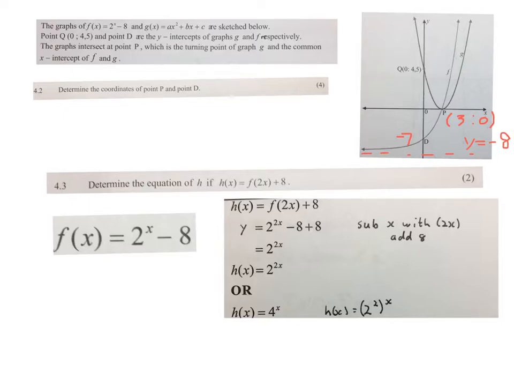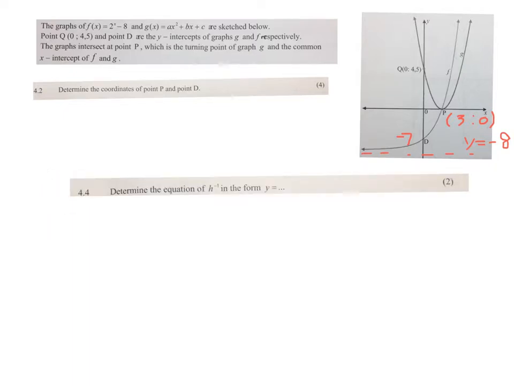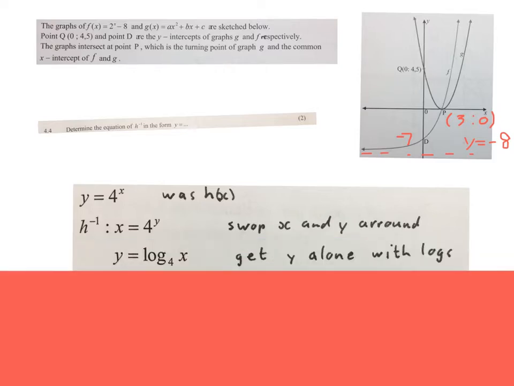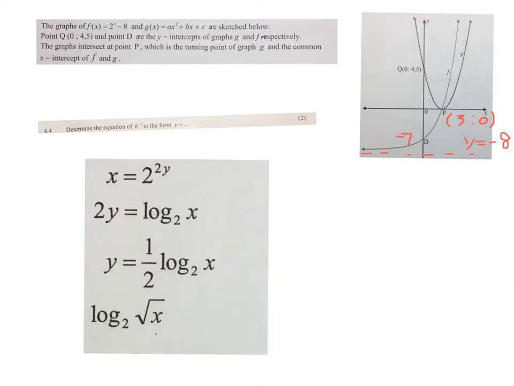Please stop the video. The next question asks, determine the equation of h inverse in the form y equals. So they want the inverse of h. This is what the equation of h was. So you swap the x and y around and then get the y alone, changing it to log form. Stop the video, please. You could also have taken it down this road. Stop the video and look at it.